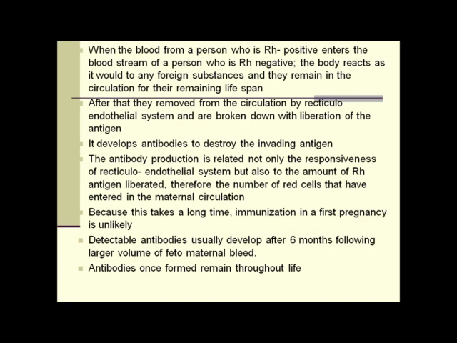The antibody production is related not only to the responsiveness of the reticuloendothelial system but also to the amount of Rh antigen liberated, and therefore the number of red cells that have entered the maternal circulation. Because this takes a long time, immunization in the first pregnancy is unlikely. Detectable antibodies usually develop after 6 months following a larger volume of fetal-maternal blood. Antibodies once formed remain throughout life.